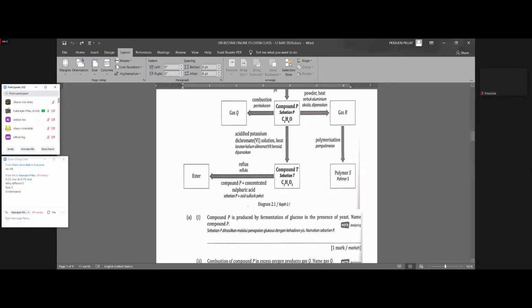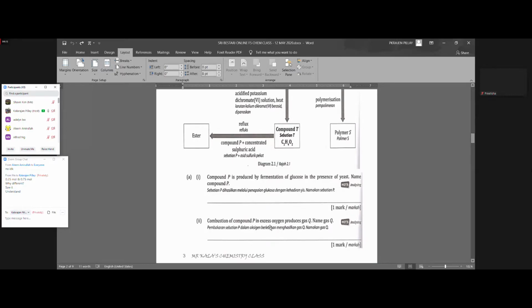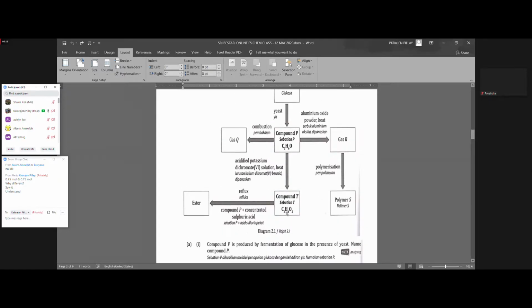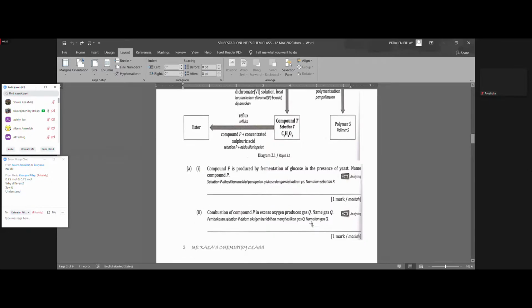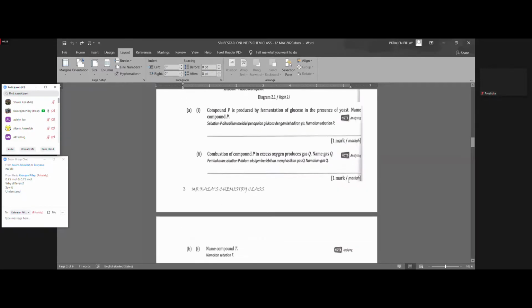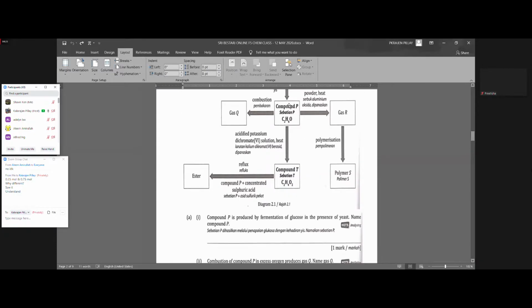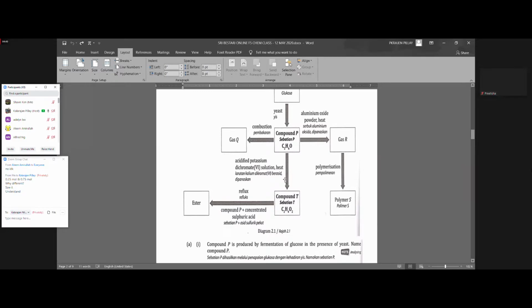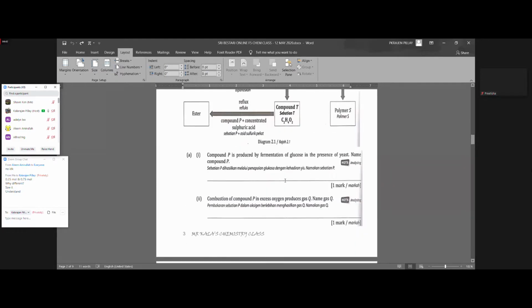All right, then combustion of P. They gave you a guide here. They put excess oxygen. Combustion of P in excess oxygen produces gas Q. So what's the gas Q? Name, again, name gas Q. So carbon dioxide. Okay. They didn't ask for a chemical equation, no need. Okay, name compound T now. P becoming, this is acidified, so this is oxidation. So compound T will be ethanoic acid. Okay, done.